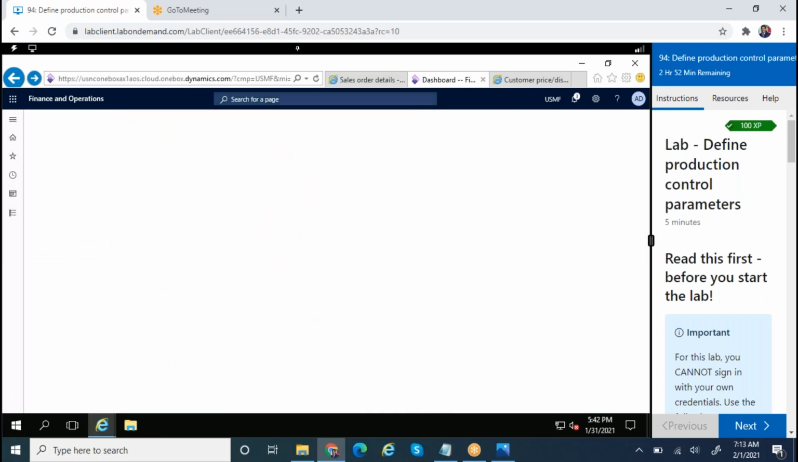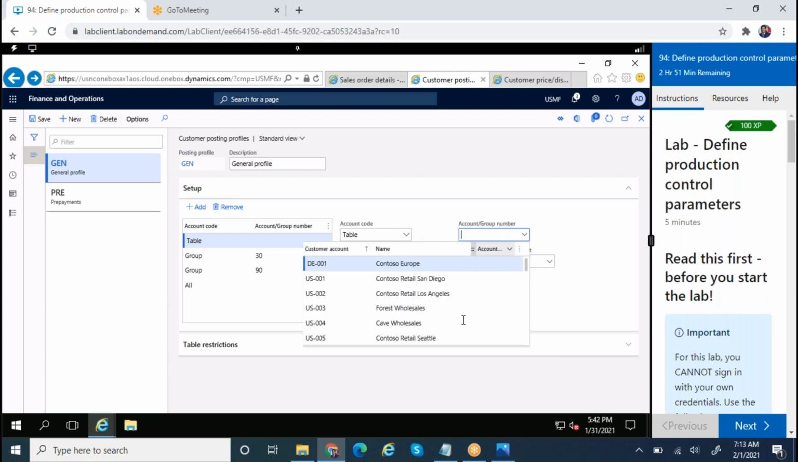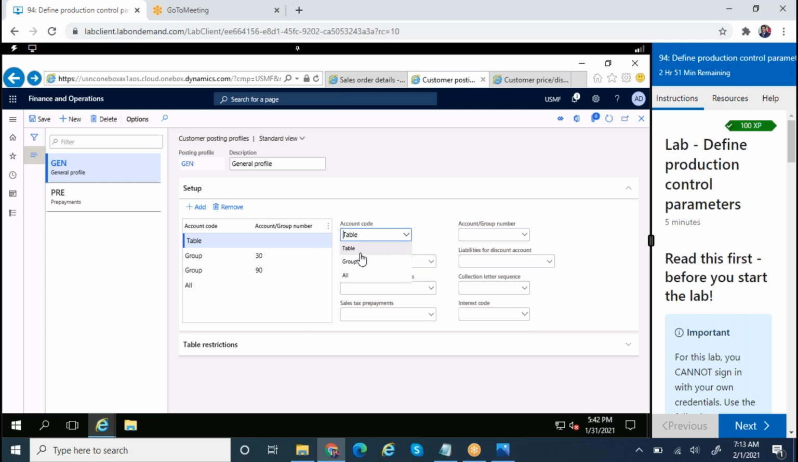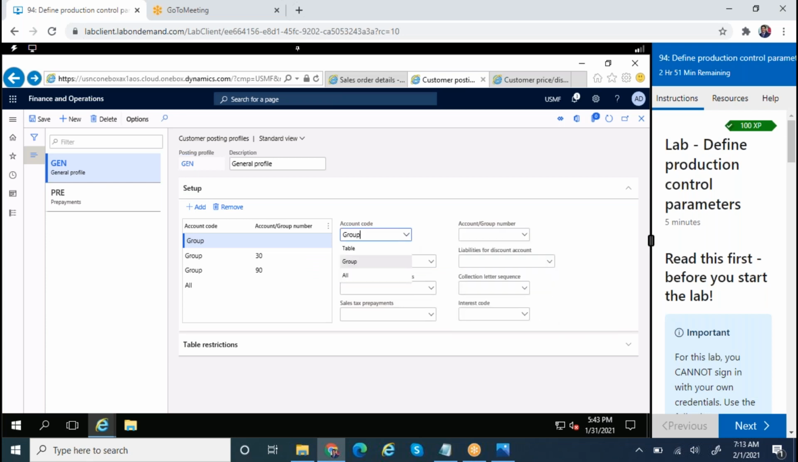Customer posting profiles. We understood that while creating, I can map at table level, group level, or all. If I select table, it will show customers. If I select group, it is selecting customer groups. If I'm selecting all, it will not allow you to select any group here. Okay, this we learned already.